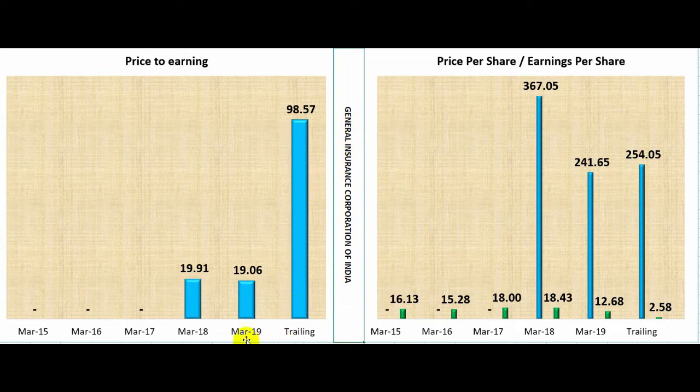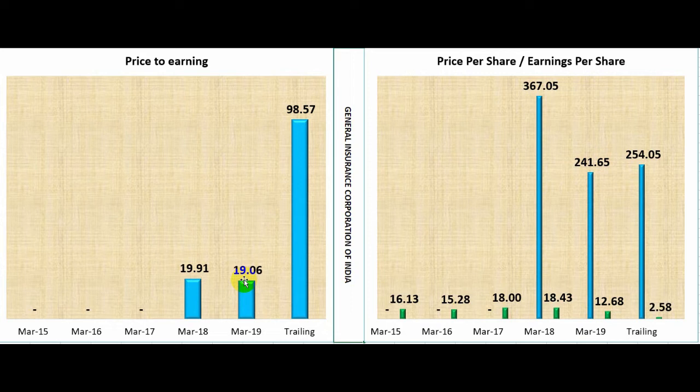In March 19, the price earning multiple was around 19 times, and in March 18 the price was again 19.9 times higher than the company's earnings per share, which translates to a price of 241 rupees in March 19, against which the company's EPS or earnings per share was just 12 rupees. That's a 19 times multiple.